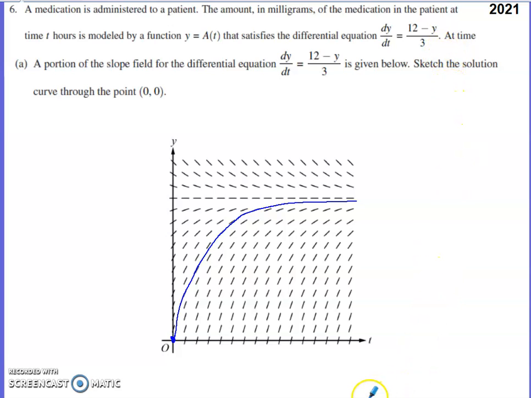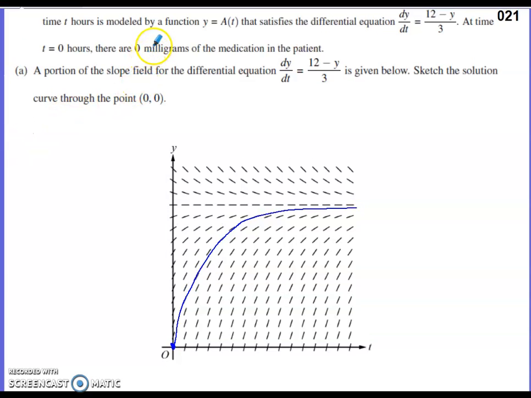Did I cover up part of the problem statement here? It seems like I have. Let's see if I can fix that. So I just dragged the problem statement up a little bit so that the screenshot I placed over top of it is no longer covering it up. So the end of the problem statement there is telling us that at t equals 0, we've got 0 milligrams of medicine in the patient.